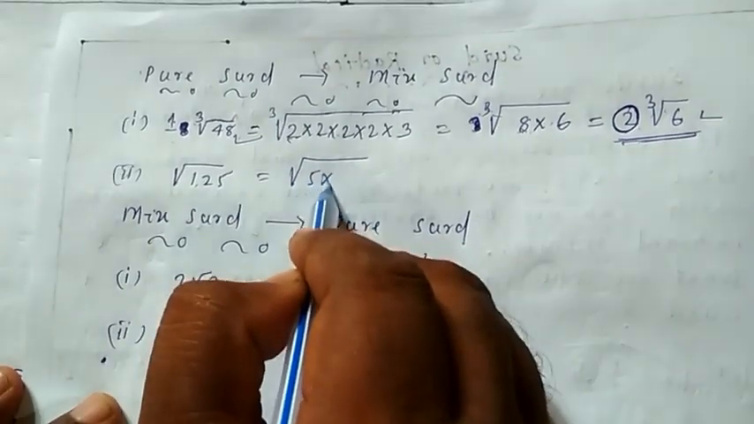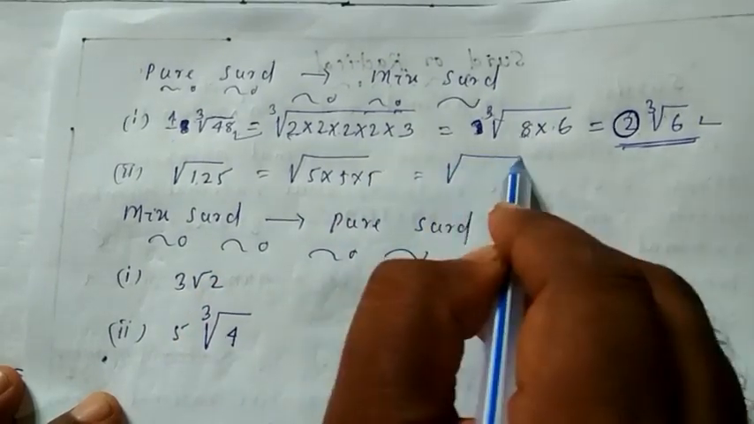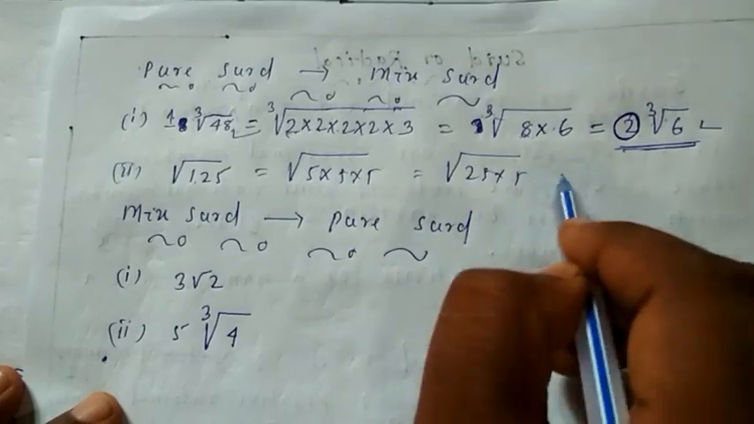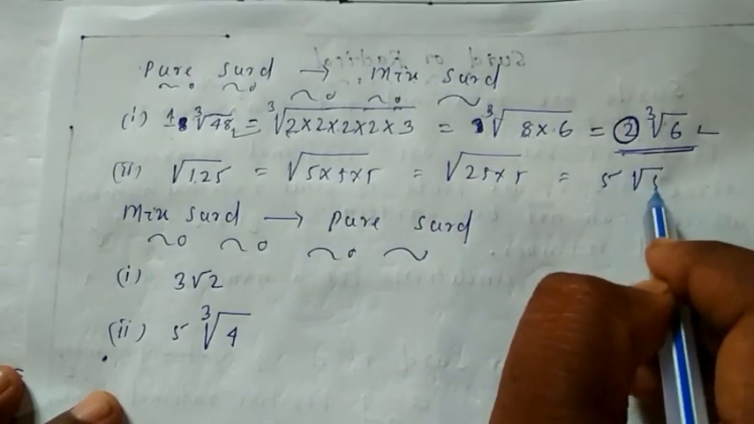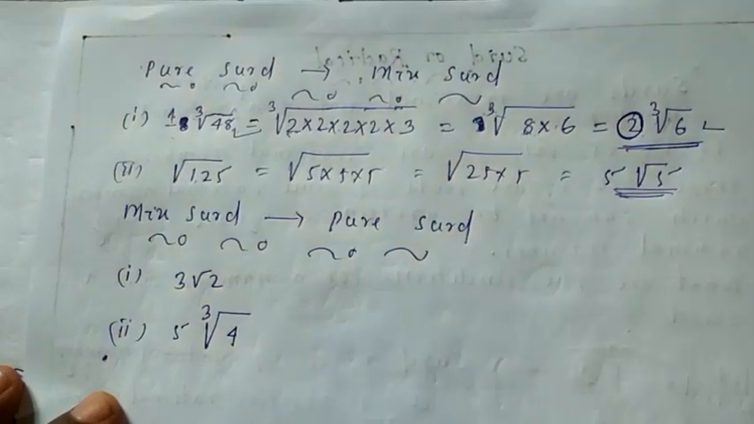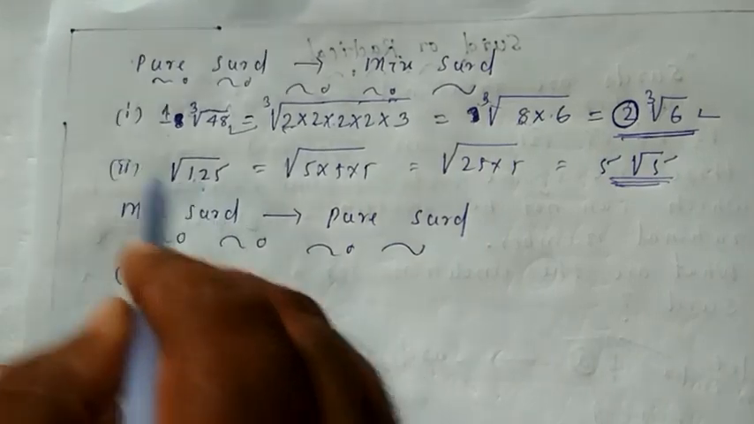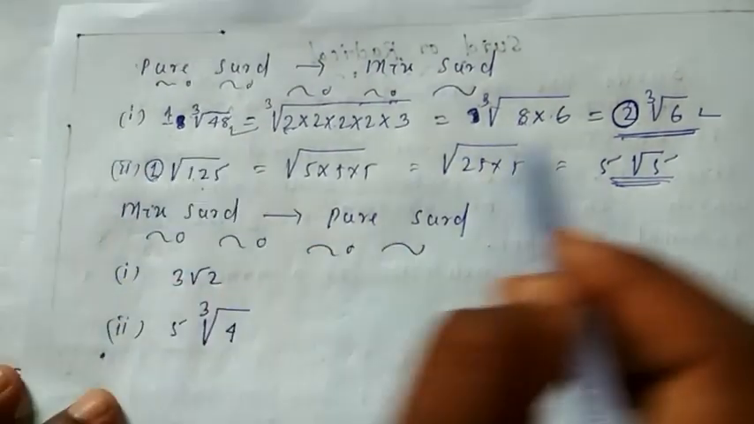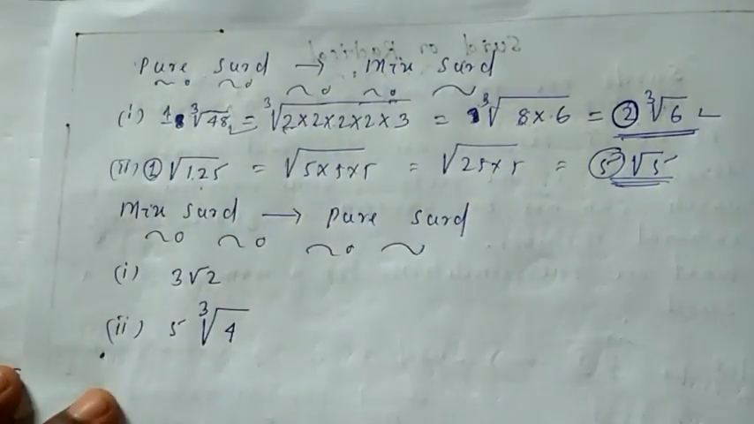I'll take another example, square root of 125. 125 you can write as 5 into 5 into 5. This one you can write as square root of 25 into 5. This one you can write as 5 square root of 5. This is an example of a mixed surd. Here the pure surd has rational factor 1, and here the rational factor is 5, so that is mixed. In this way you can convert pure surd into mixed.